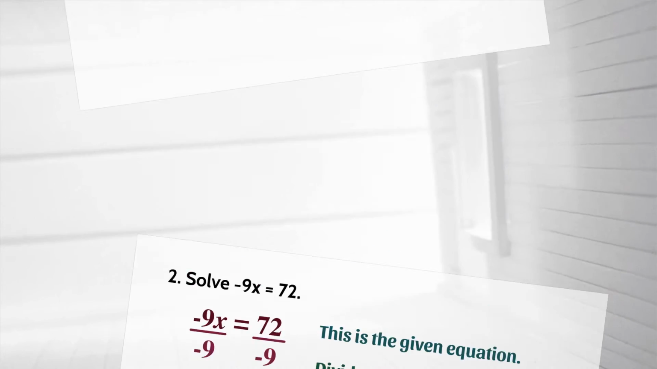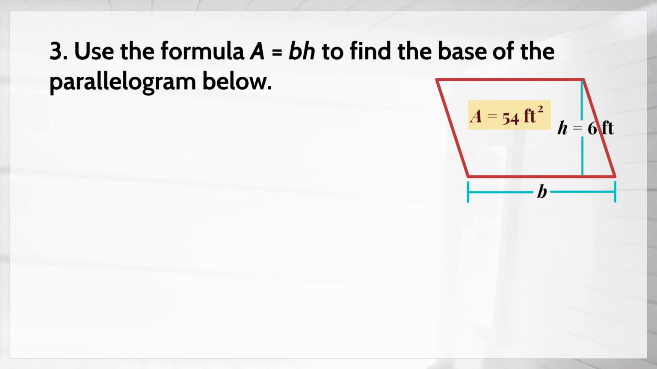Are you getting the hang of solving multiplication equations so far? Because we will now solve an example which is harder than the previous ones. But don't worry, it's still pretty easy to solve. We will use the formula A equals b times h to find the base of a parallelogram illustrated here. Are you familiar with this formula? This is actually the formula for finding the area of a parallelogram. So we have one dimension given, and the area is indicated in the figure.